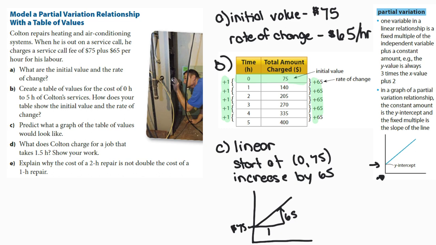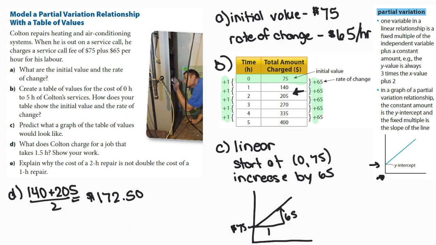So what does Colton charge for a job that takes an hour and a half? So that would be right in between 140 and 205, right? So what I would do to find that is find the average of the two. So I would do 140 plus 205 divided by 2. So 140 plus 205 is 345, divided by 2, and it's $172.50.